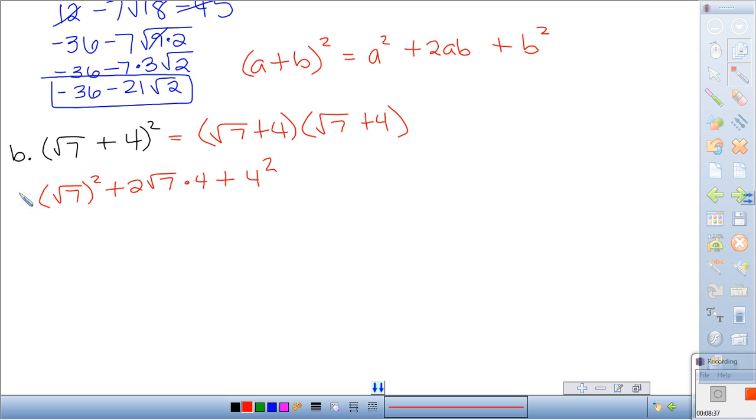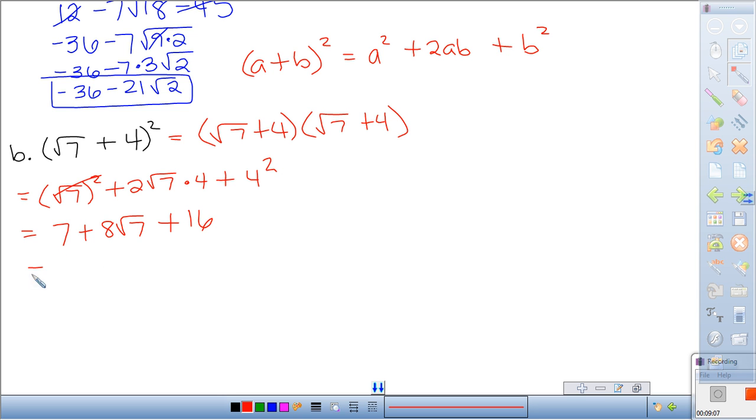So I end up with the square root of 7 squared, the square root of 7 times the square root of 7. Remember, it simply pops out of the radical. The square root and the square really just undo each other, so they're gone. So you just have 7 plus 2 times the square root of 7 times 4. Multiply your whole numbers together. 2 times 4 is 8. 8 times the square root of 7, so plus 8 square roots of 7, plus 4 squared is 16.